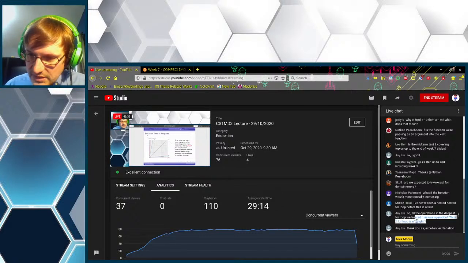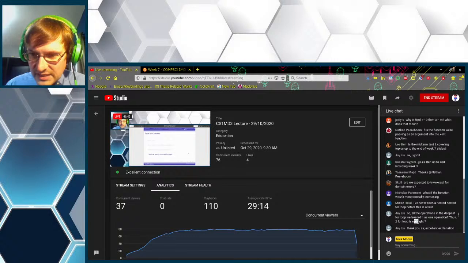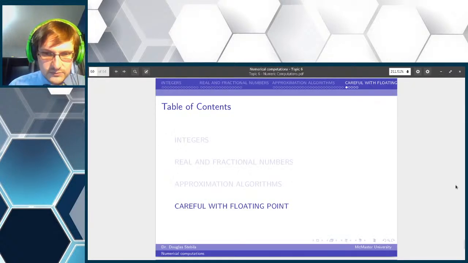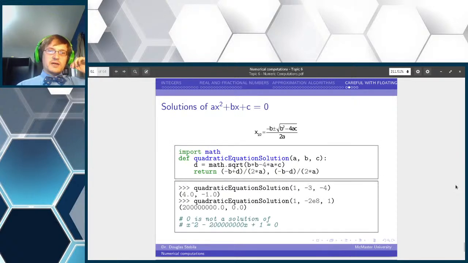So all the operations in the deepest for loop, we treat it as one operation. Thus, for two loops, it's n squared. Yes, good. All right. Be careful with floating point.